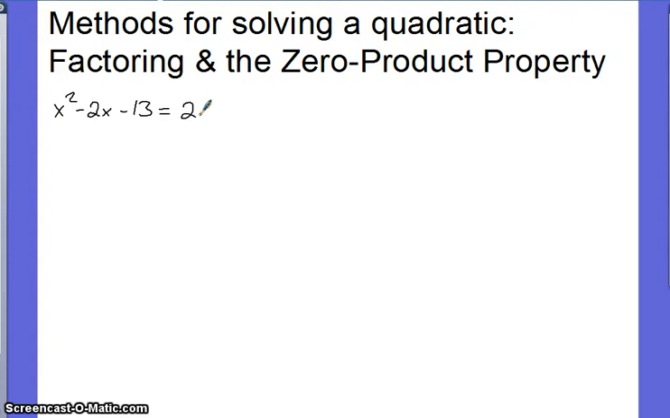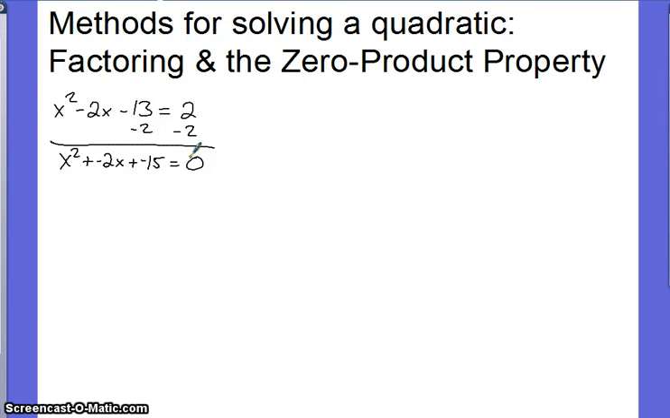Now my first step in solving a quadratic is I have to get it equal to 0. Right now it's equal to 2. So I have to get this equal to 0. I'm going to add a negative 2 to both sides. So now I have x squared plus a negative 2x plus a negative 15 is equal to 0. Now I have my quadratic equal to 0. So now my next step is to factor this quadratic to be able to solve it.